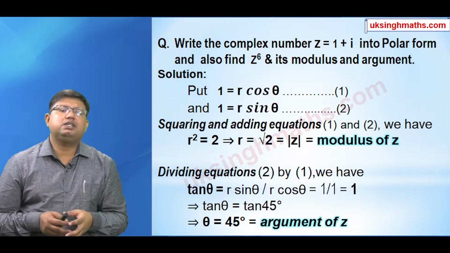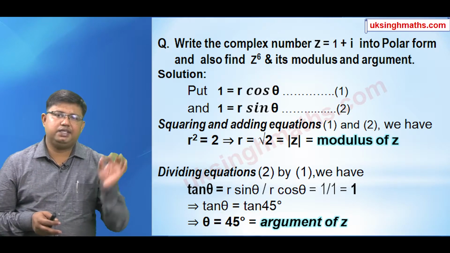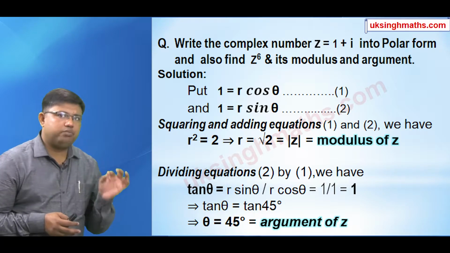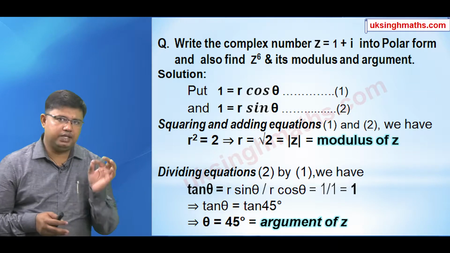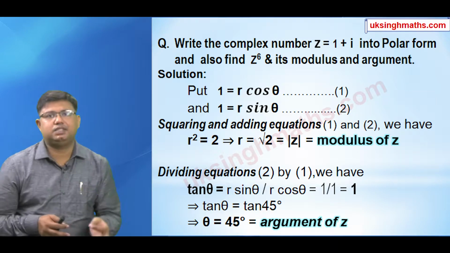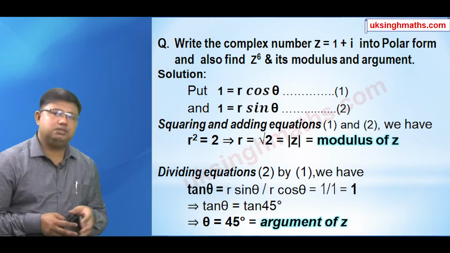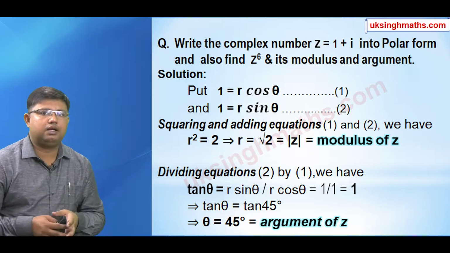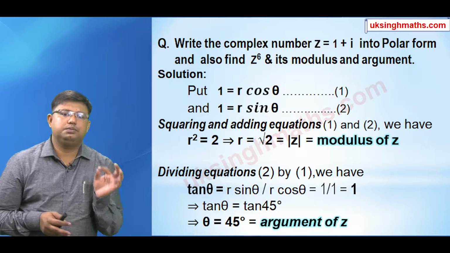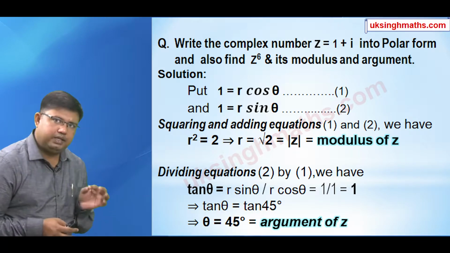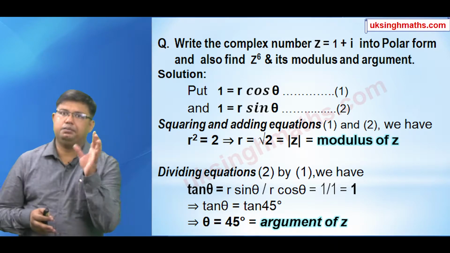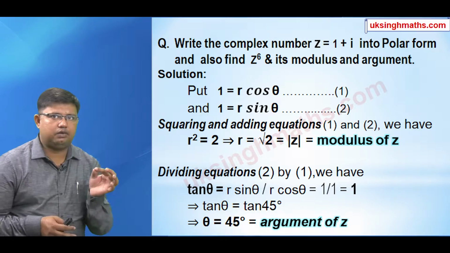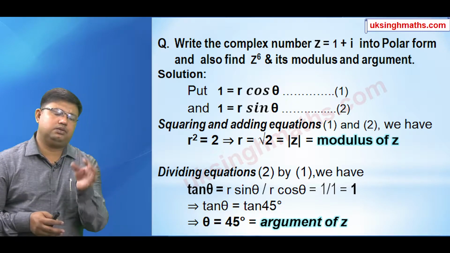Firstly, to convert to polar form, we have already seen the relation. You have to put a equal to r cos theta, b equal to r sin theta, where r is the modulus of this complex number and theta is the argument of the complex number. So here a is 1, so put 1 equal to r cos theta, b is also 1, so put 1 equal to r sin theta, and with the help of these two equations find out the value of r, which comes out to be square root of 2, and the value of argument theta equal to tan inverse b by a, which comes out to be 45 degrees.